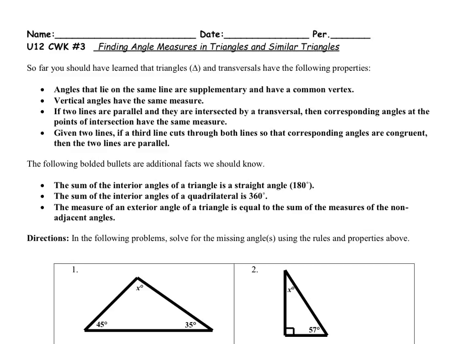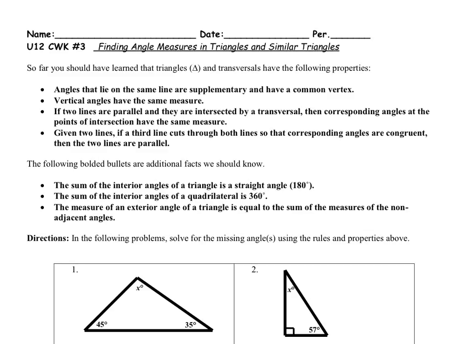Hey, you guys, this is Mr. Sal. We're going to go over finding angle measures in triangles and similar triangles. Let's look at some things that you need to know from the last lesson. Angles that lie in the same line are supplementary, which means they add up to 180 degrees and have a common vertex. Vertical angles have the same measure.